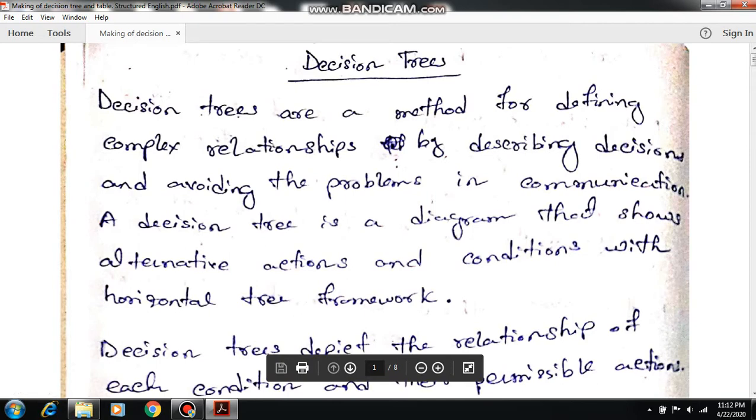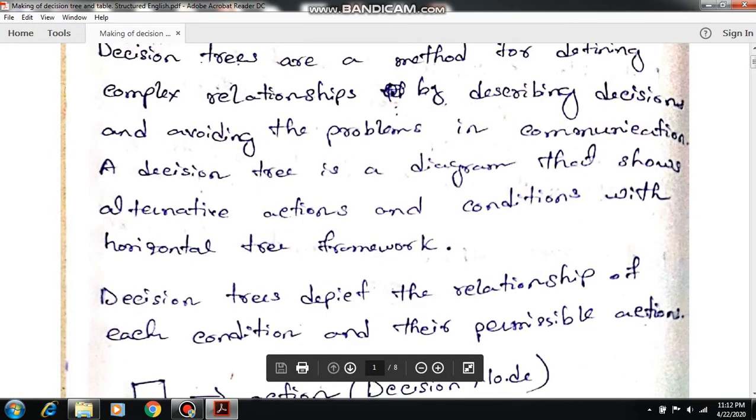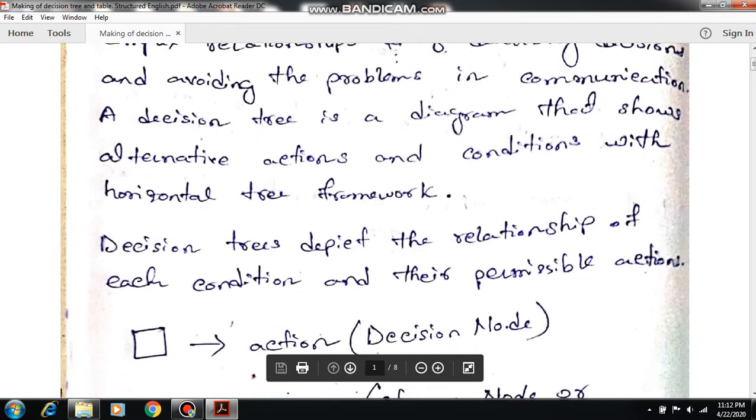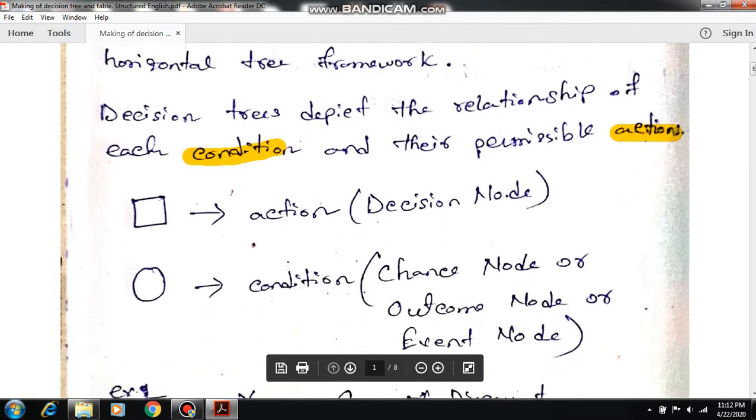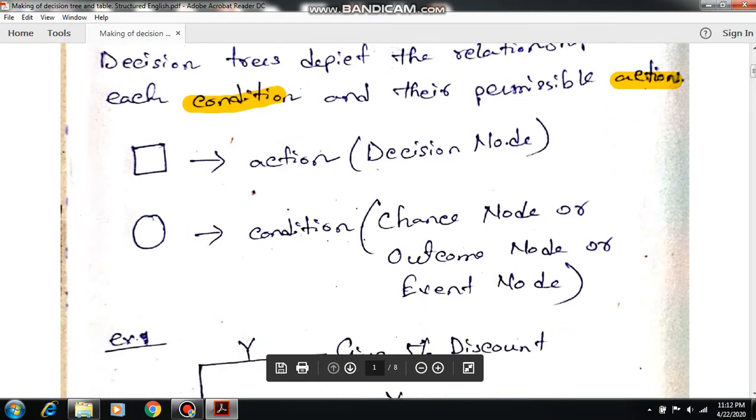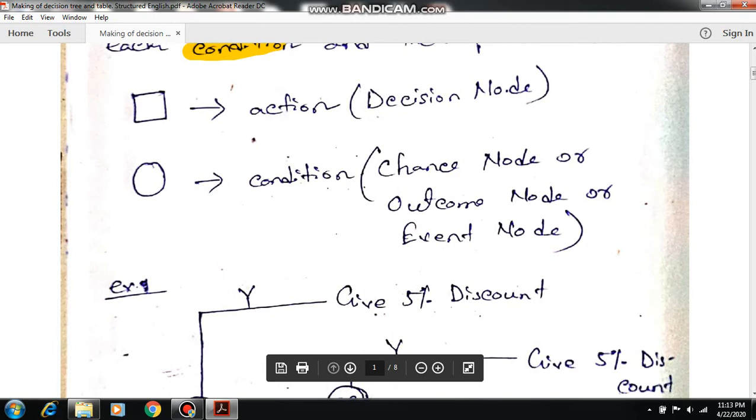Whatever tree we make must not be column-wise; it's a horizontal type of tree framework, a tree structure. The decision tree depicts the relationship of each condition and its permissible action. There are two concepts: a condition, and based on the condition, the action. The action is represented by a rectangle box, also called the decision node, and the circle represents the condition, also called the chance node, outcome node or event node.